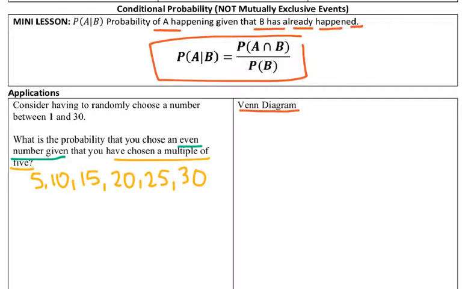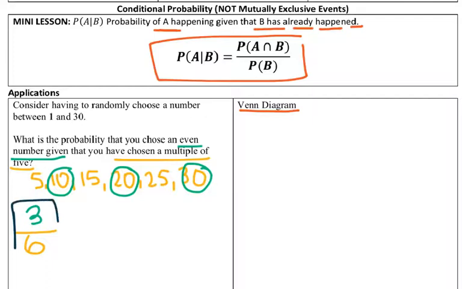So we know that we're looking amongst 6 numbers. We know we're only considering 6 numbers since we know it's a multiple of 5. Now, of these 6 numbers, we have to ask ourselves, how many of these numbers are even? So we have 10, 20, and 30. So the probability that we choose an even number, given that it's a multiple of 5, is going to be 3 out of 6. This will be our final answer.